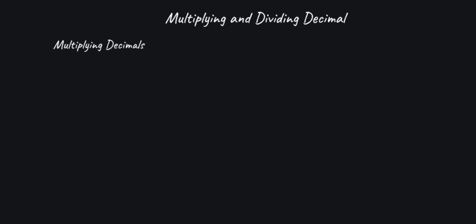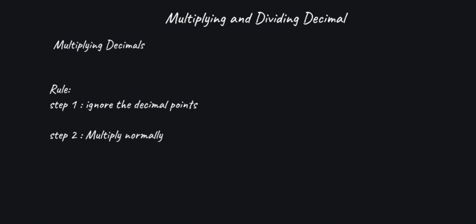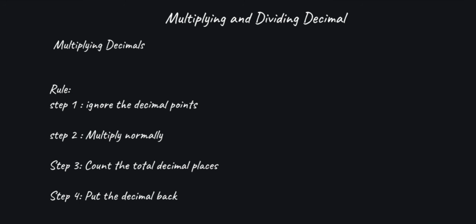When we look at multiplying decimals, we have a few rules that you need to follow, and this will make it very easy for you to multiply decimals. So let's have a look at them. Your first rule is to ignore decimal points. The second step is to multiply normally. The third step is to count the number of decimal places. And the fourth step is to put the decimal back. Ignore the decimal point when doing your multiplication, multiply normally, count how many decimal places there are in total, and put the decimal. So here's an example.